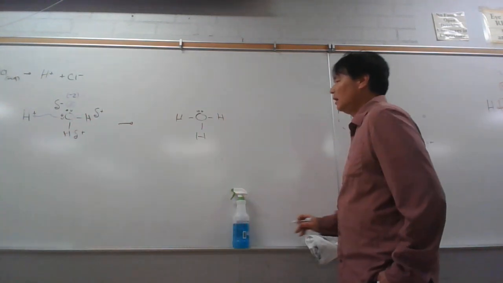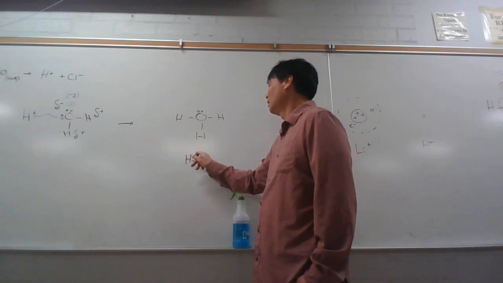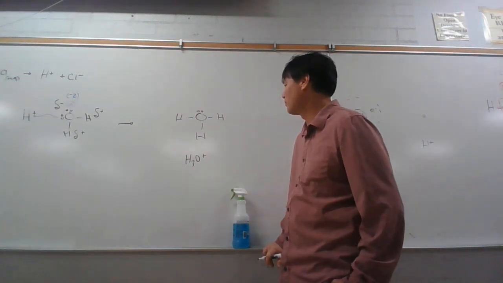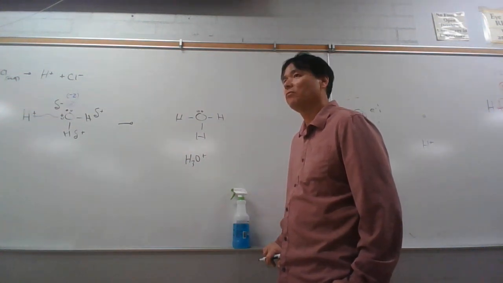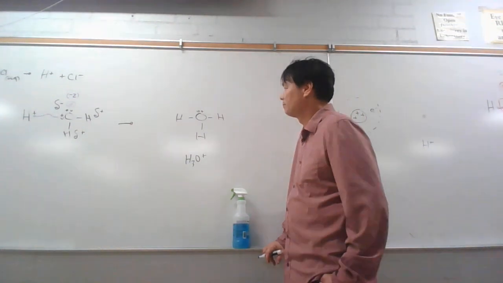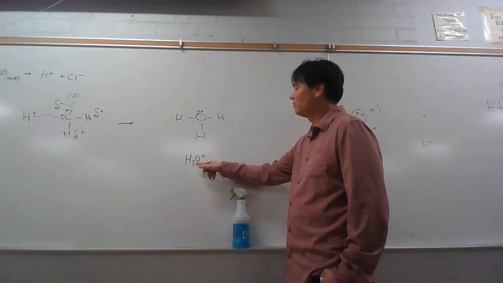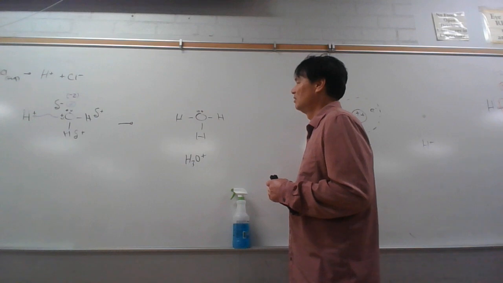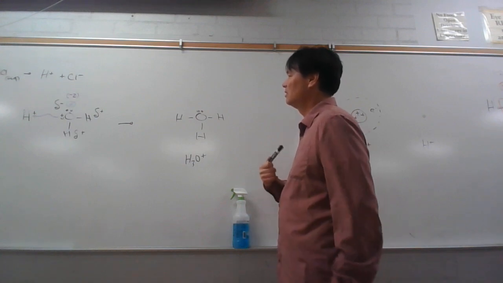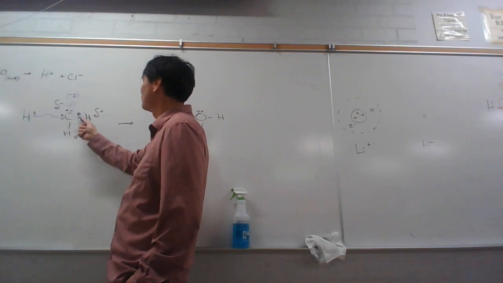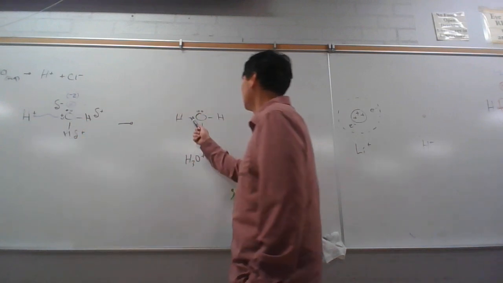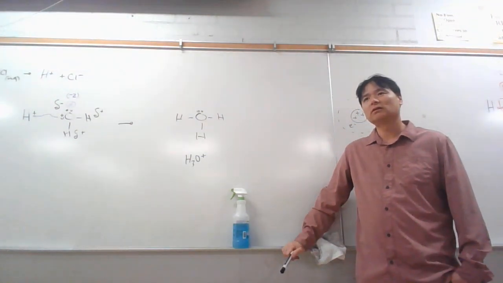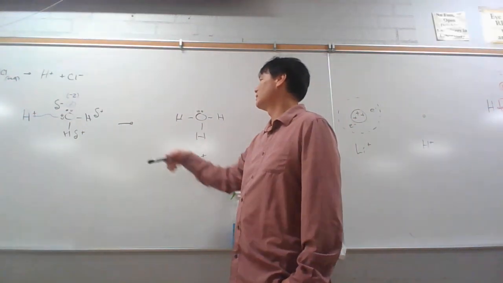Hey, this is H3O+. Where do I get the positive charge from? Where does this positive charge come from? Is it missing? Doesn't look like it. How many electrons did I start with here? 2, 4, 6, 8. Looks like I have all the electrons. Why is it positive? I got the octets.